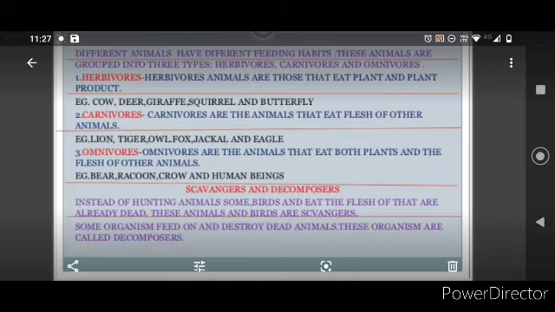There is another group also, children: the scavengers and decomposers. Instead of hunting animals, some birds eat the flesh of dead animals. These birds are called scavengers. Some organisms, which are very small, feed on dead animals. These organisms are called decomposers.